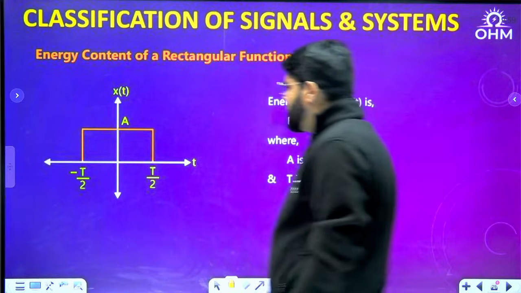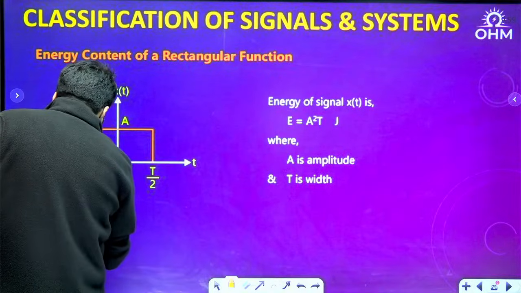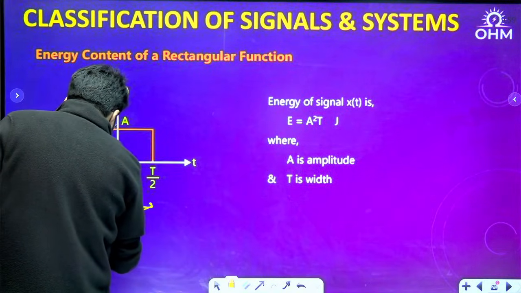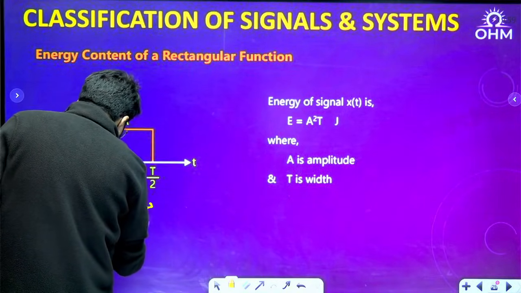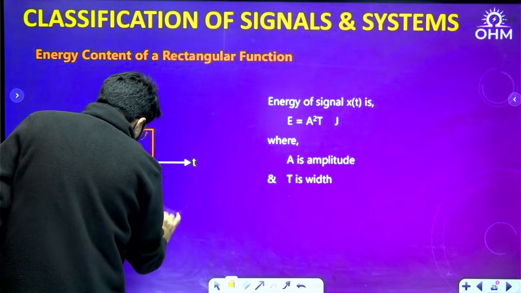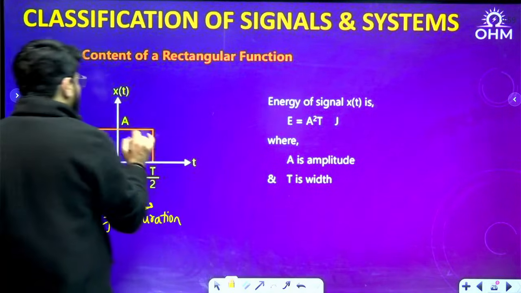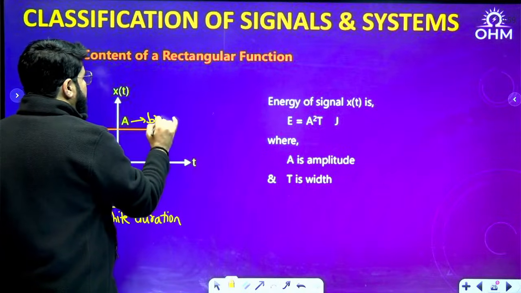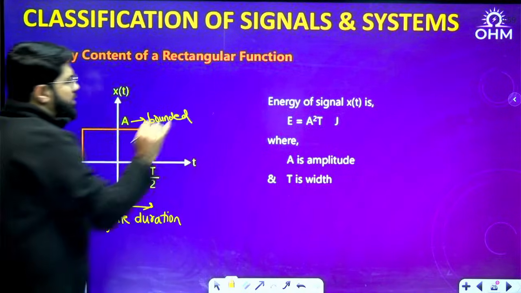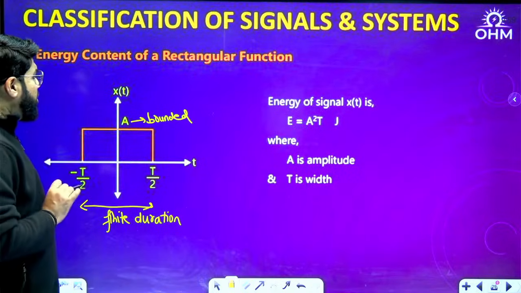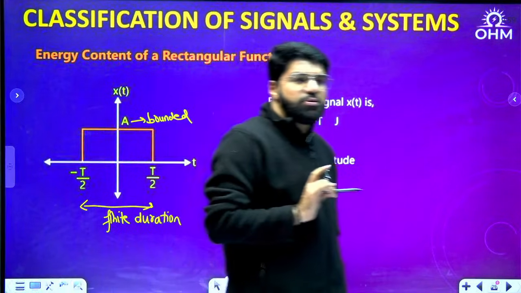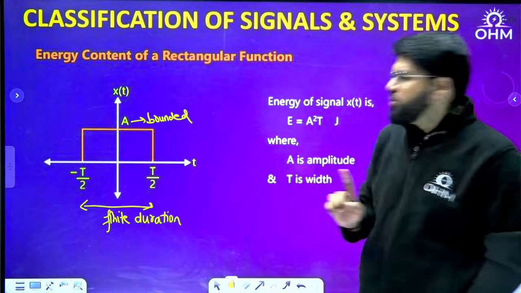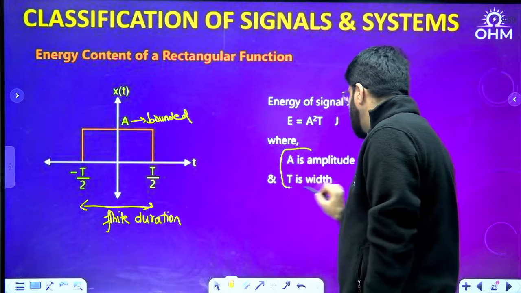So this is what I mean by finite duration. Some important results, very important for you. Bounded means the amplitude of the signal must be bounded. For a rectangle, the energy turns out to be A squared T, where A is the amplitude and T is the width.